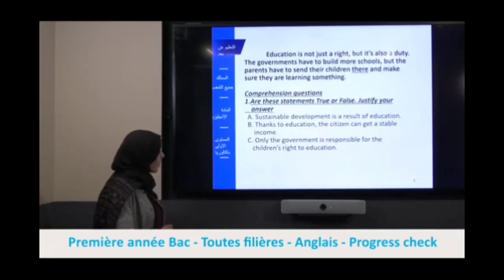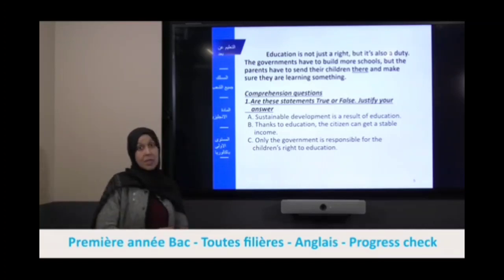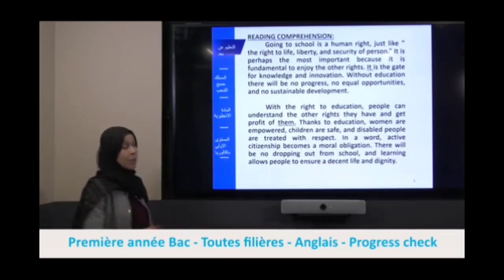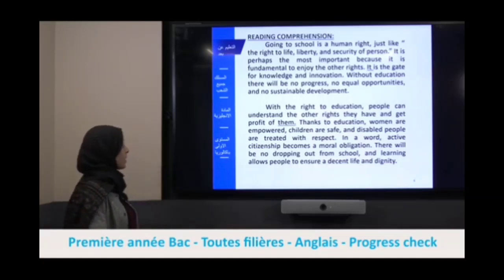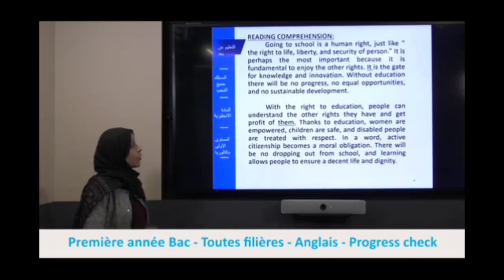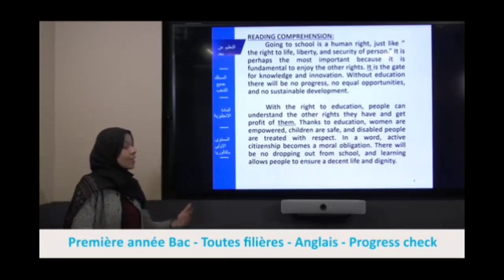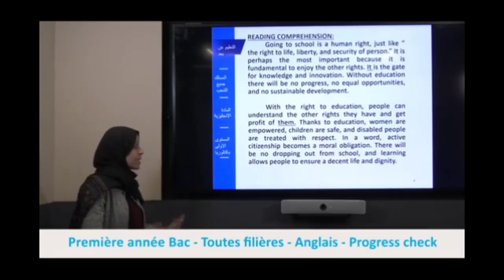B, thanks to education, the citizen can get a stable income. So this is true, of course. Let's go back to the text to justify. So we have here, thanks to education, women are empowered, children are safe, and disabled people are treated with respect. Or we have here, there will be no dropping out from school, and learning allows people to ensure a decent life and dignity. This means that we can have an income.